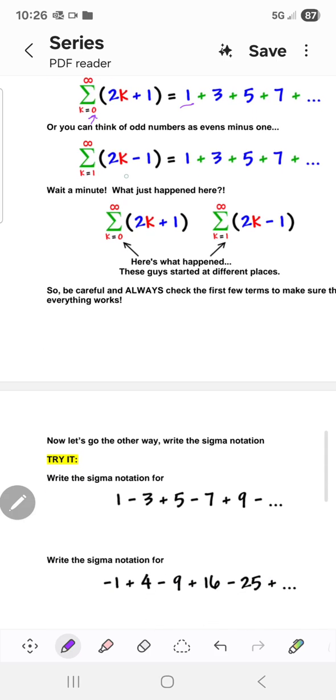What if I want to talk about subtraction? 2 times something minus 1. 2 times 1 will get me 2. So 2 minus 1 will get me 1. So that means I'm going to let k start at 1.